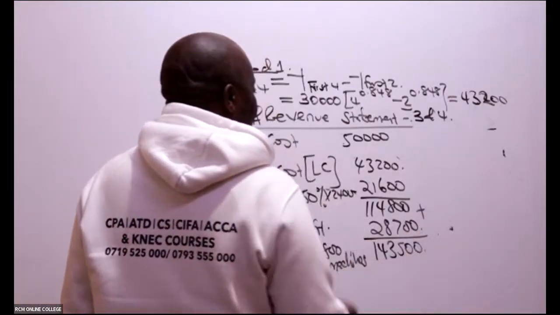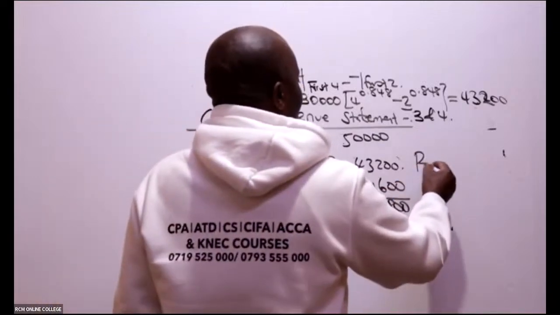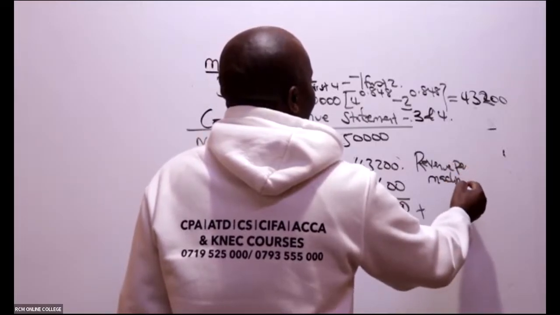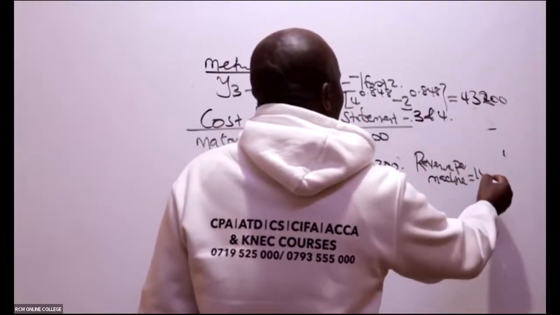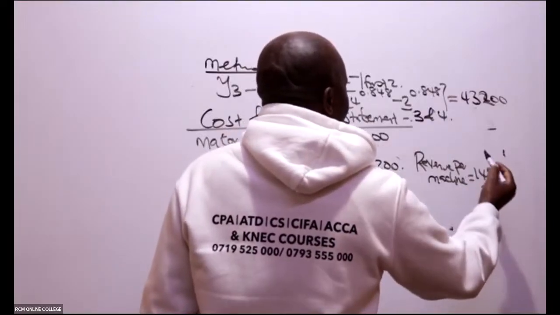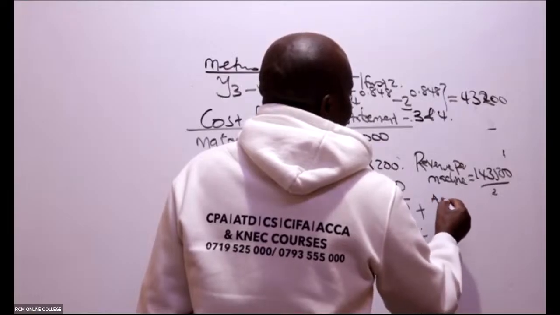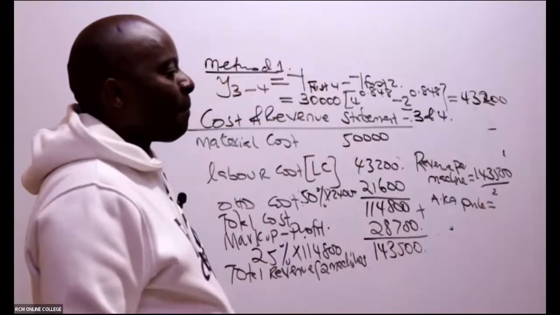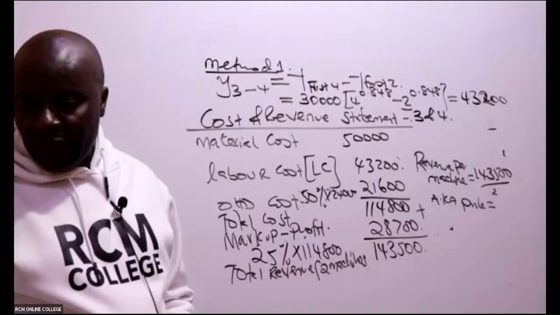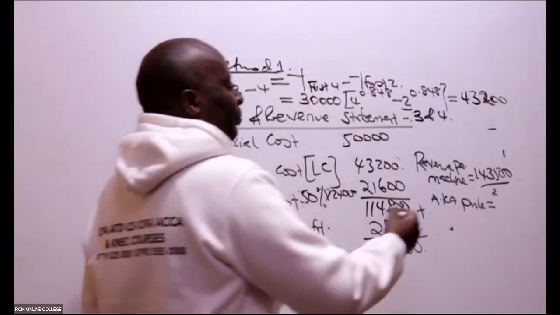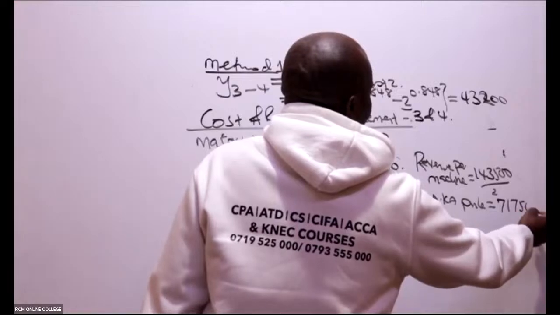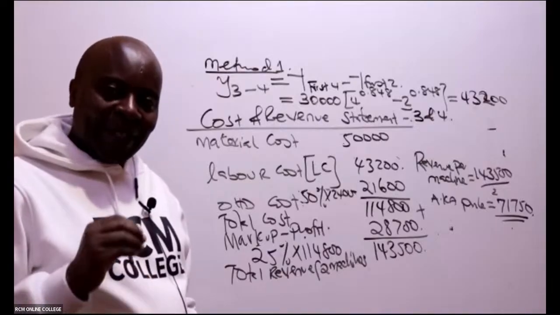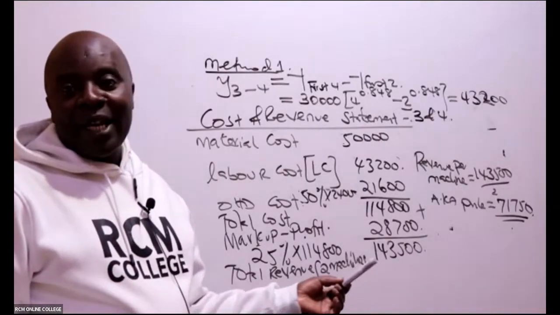143,500. Then what is the revenue per machine? So revenue per machine, it will be 143,500 divided by 2, which will be exactly equal to the selling price per machine. 71,750. So I'm 100% sure that there is somebody who used a different method, but at the end of the day, they have ended up getting the same answer with us.